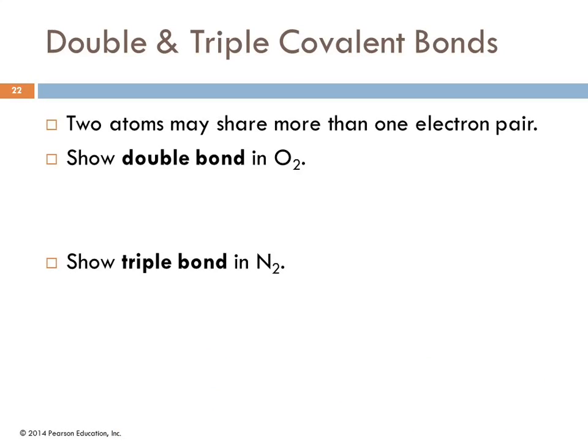You can share more than one electron pair. See, my husband and I have a triple bond, right? We have 6. It's a triple bond. Let's look at the double bond first.